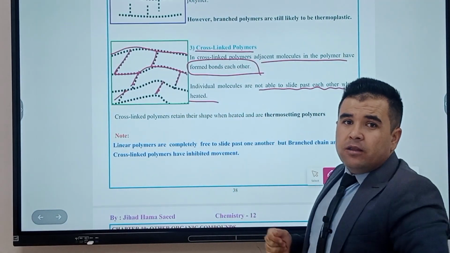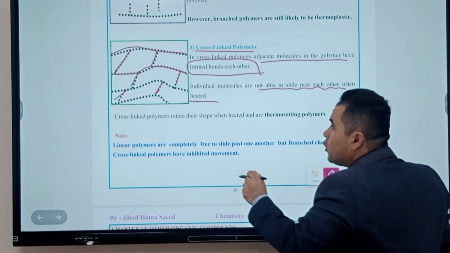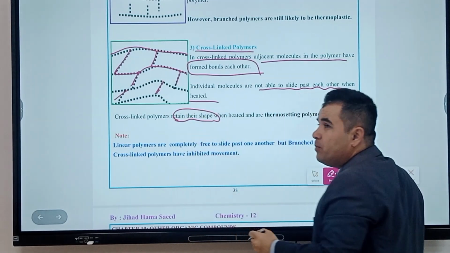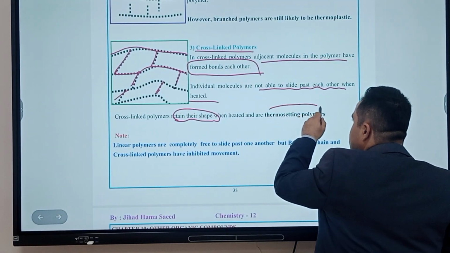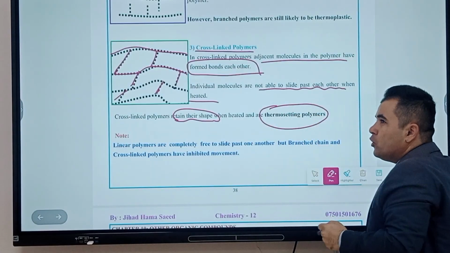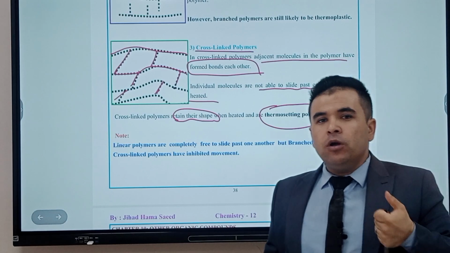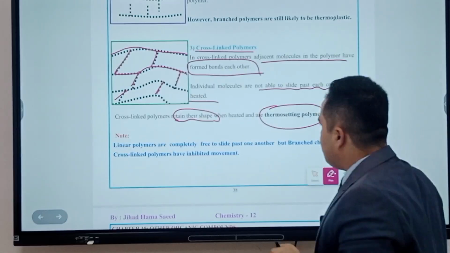When we heat the cross-linked polymer, the chains do not slide on each other. So the cross-linked polymer retains its shape. It will not be changed by heat, and when heated, it's a thermosetting polymer. So the cross-linked polymer is a thermosetting polymer. The linear and branched polymers are thermoplastic polymers.